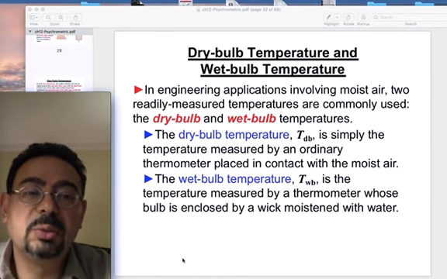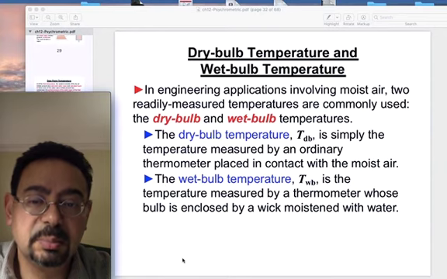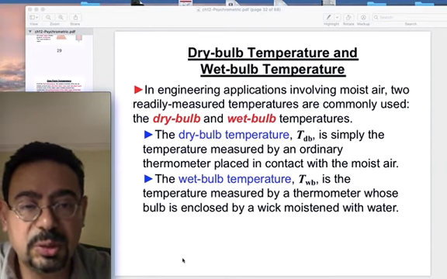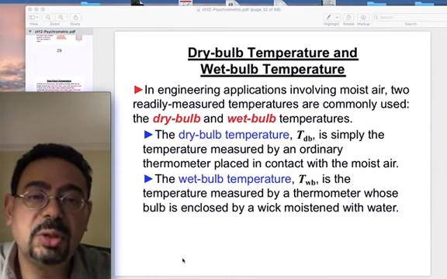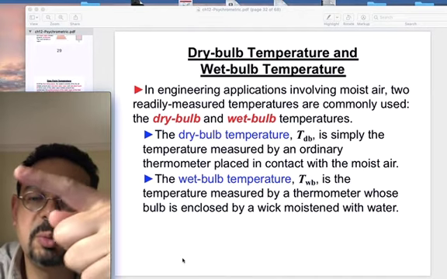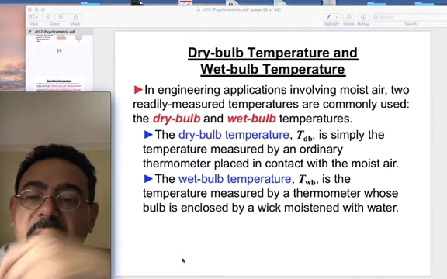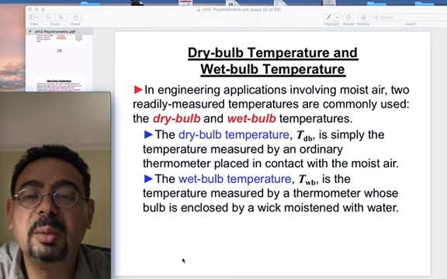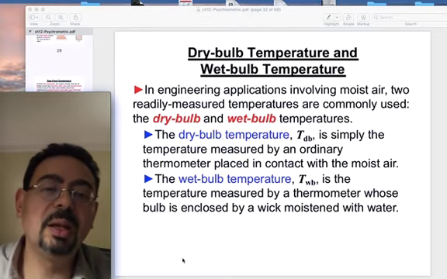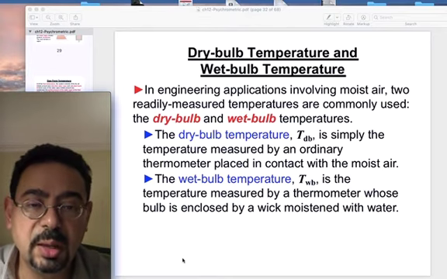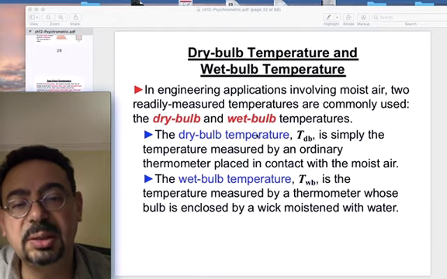Next is the temperature. There is the air temperature, right, that we measure with a thermometer. And that temperature that we usually measure, we put a thermometer in the air and we see what the reading is. That's called dry bulb temperature. That's the regular temperature that we are used to. There is the wet bulb temperature. That is going to be a new concept.